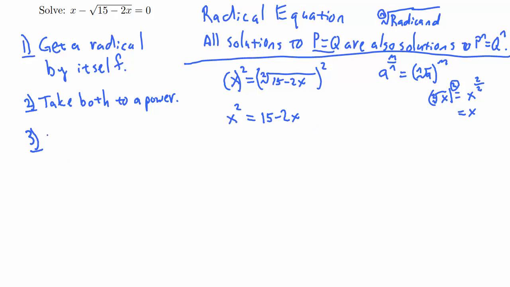The third step is to solve. Now this is just a quadratic equation, and you already know how to solve this. So we're going to get this into the general form. I'm going to add 2x and subtract 15 from both sides, and that's going to give me x squared plus 2x minus 15 is equal to 0.